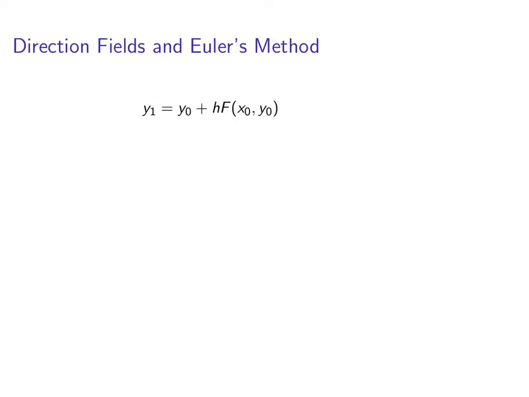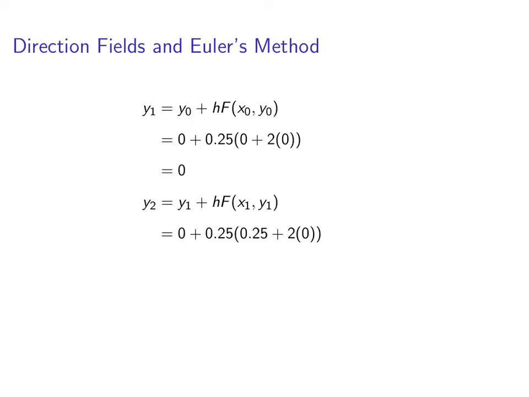All right, so the formula for Euler's method says that y1 is equal to y naught plus h times f of x naught y naught. Now remember that both x naught and y naught were equal to 0, so we just plug those in and we get y1 is equal to 0. All right, doesn't seem like we're making any progress, but we are. We get y2 is equal to y1 plus h times f of x1 y1. Now we plug x1 equals 0.25 and y1 equals 0 into this.